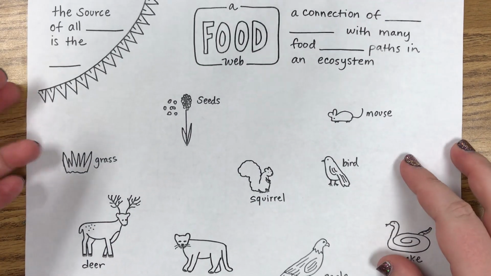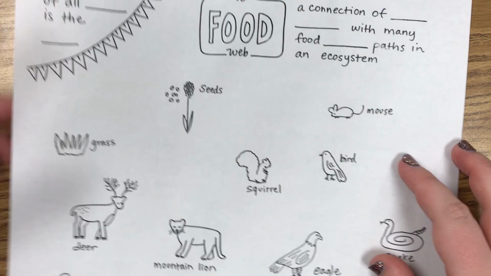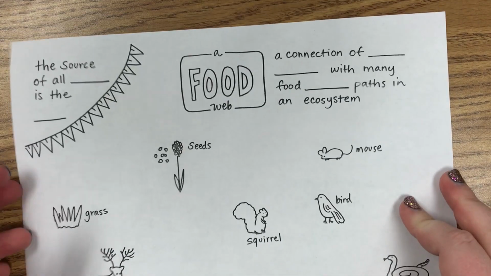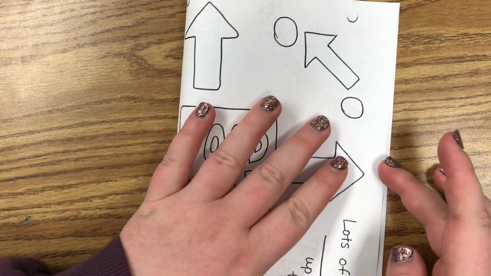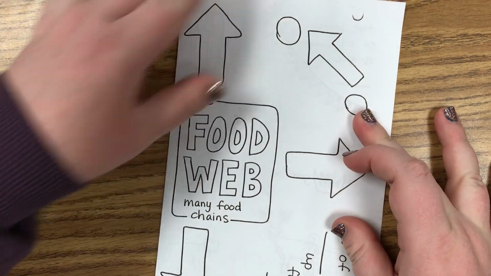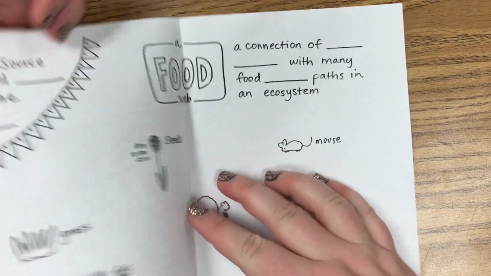Okay, here is your food web foldable. So this is going to be the side we glue on. So we're going to have this side facing up. To start, we're just going to fold it in half hamburger, crease it, and then open it back up.